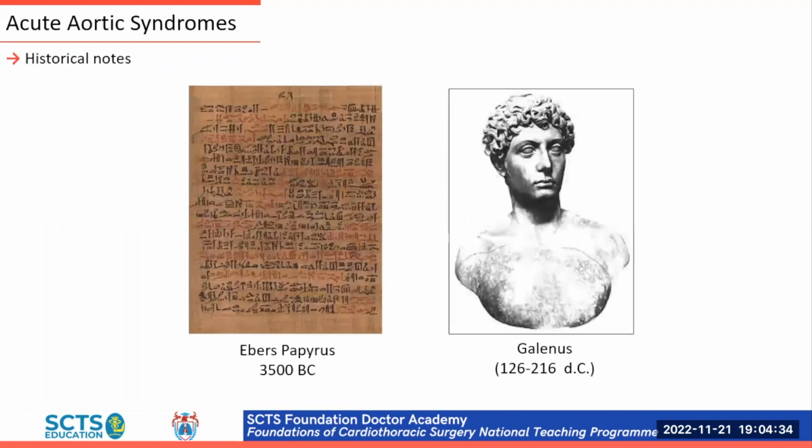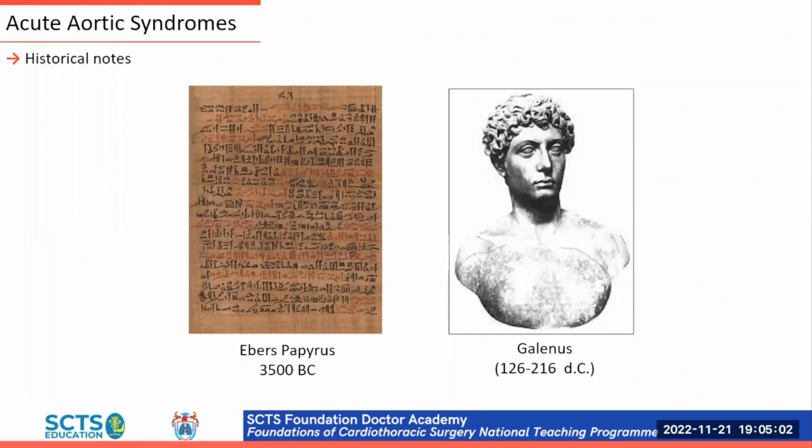Historical notes. Interestingly, the first people to describe acute aortic syndrome were the Egyptian doctors 3,500 years ago. This is the Ebers Papyrus, where they describe the rupture of an aneurysm, and also the attempt to treat this problem medically with fire. Of course, this was the beginning of modern surgery.